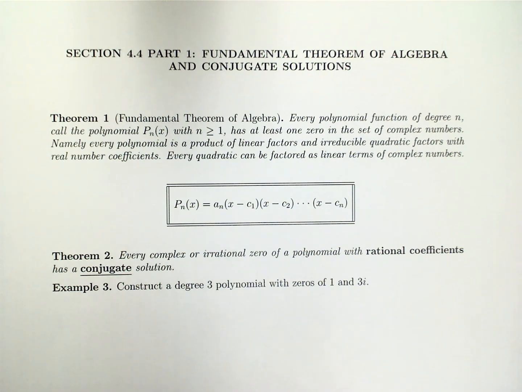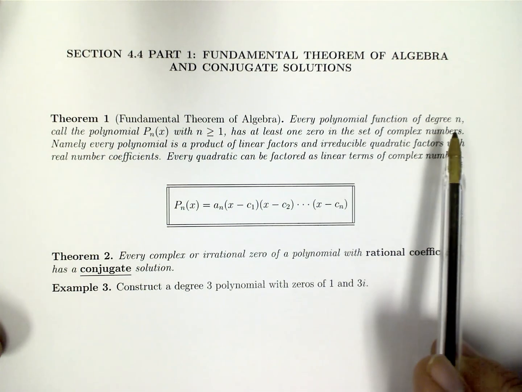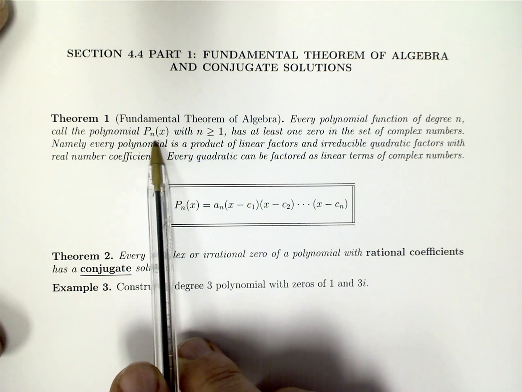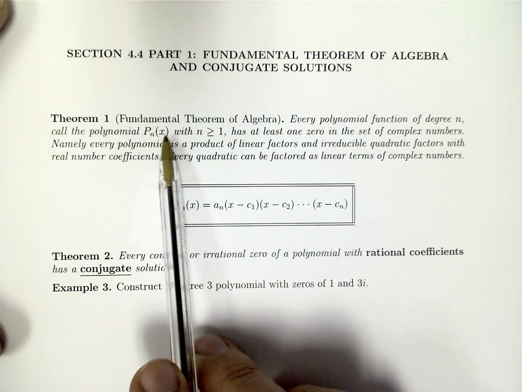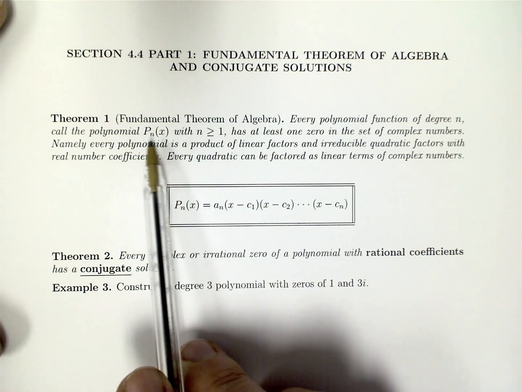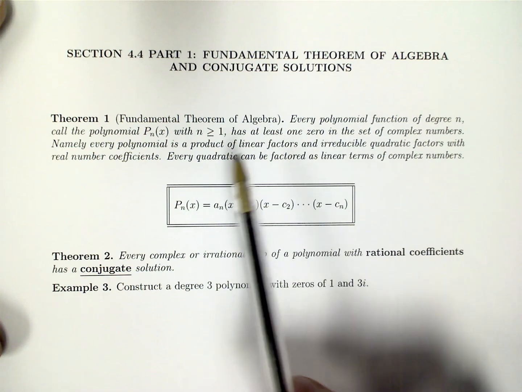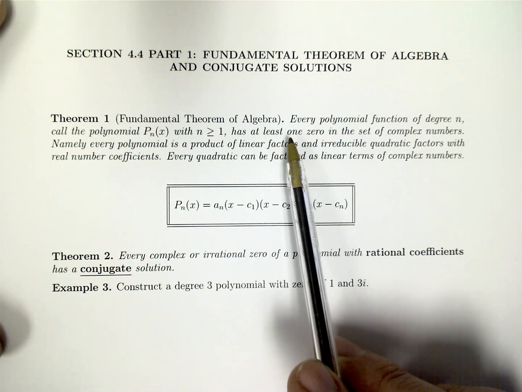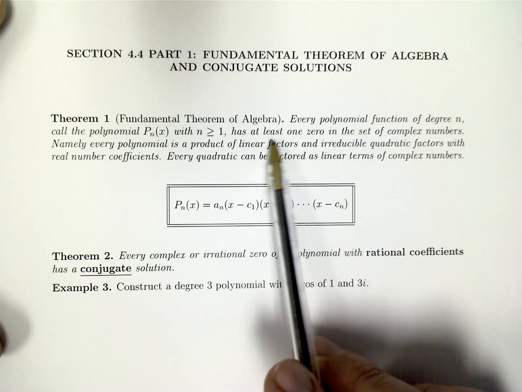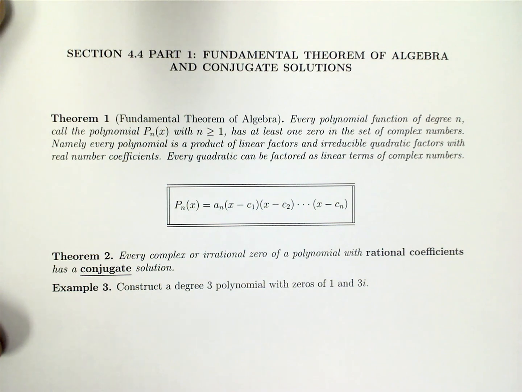In this lecture we will be discussing the fundamental theorem of algebra and conjugate solutions. So the fundamental theorem of algebra states that every polynomial of degree n, sometimes written p sub n of x, where n is an integer greater than or equal to 1, has at least one zero in the set of complex numbers.